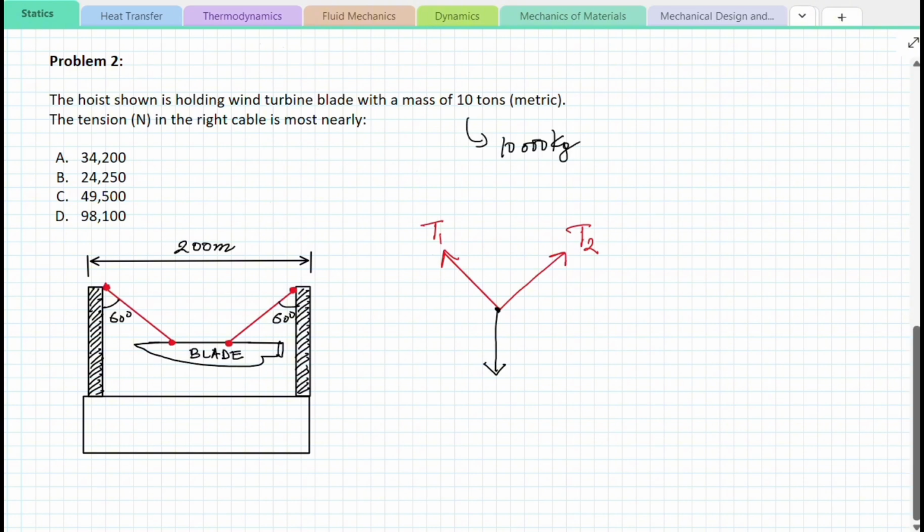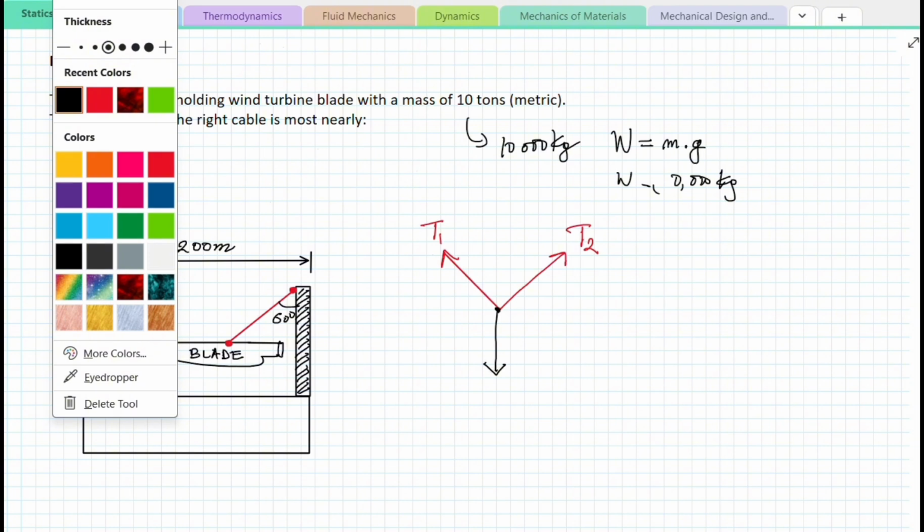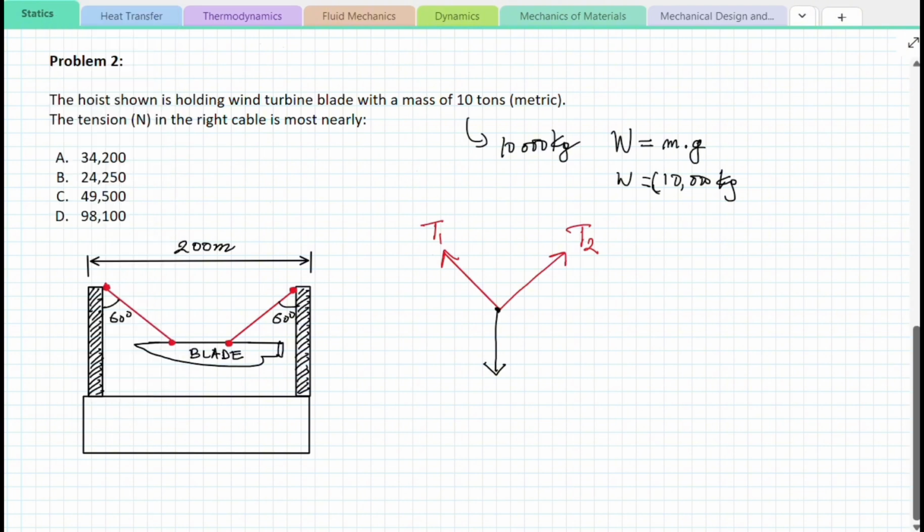Now, in order for us to calculate the weight, we'll use the equation mass times gravity, which will be equal to 10,000 kilogram times 9.81 meter per second squared, and that'll give us 98,100 Newton.